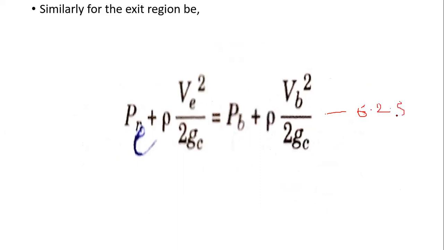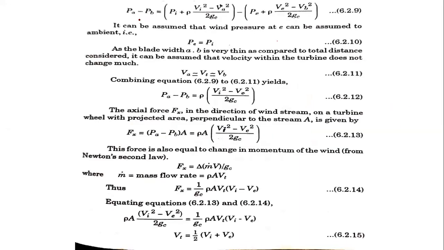6.2.8. So if we combine both equations 6.2.7 and 6.2.8, we will get 6.2.9. So PA minus PB is equal to (PI plus rho VI square minus VA square by 2GC) minus (PE plus rho VE square minus VB square by 2GC).